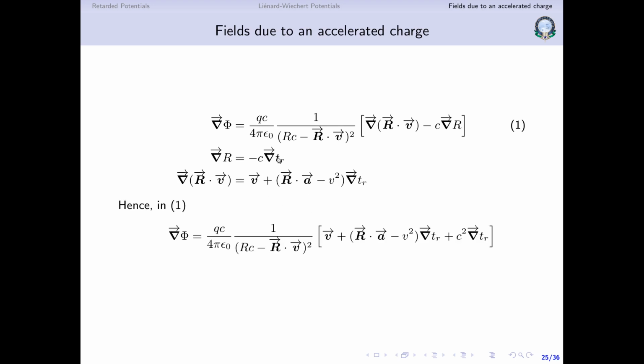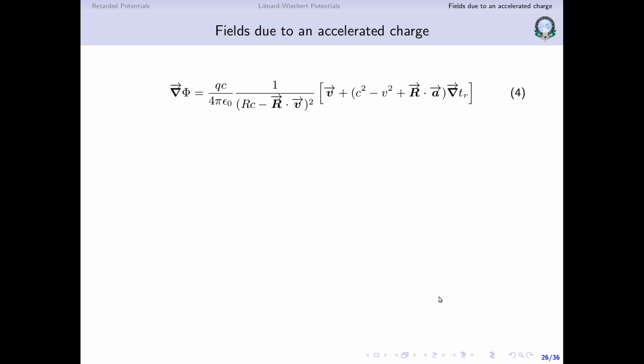Okay, so before that we substitute all of these back here so that we can collect all the gradient of TR terms. So substituting, we have this going here, so we'll get V plus R dot A minus V square into gradient of TR, and then we have a minus sign here, this minus and this minus will give us a plus C square into gradient of TR. So we collect the gradient of TR terms, so we have here C square minus V square plus R dot A into gradient of TR. We'll call this equation number 4.